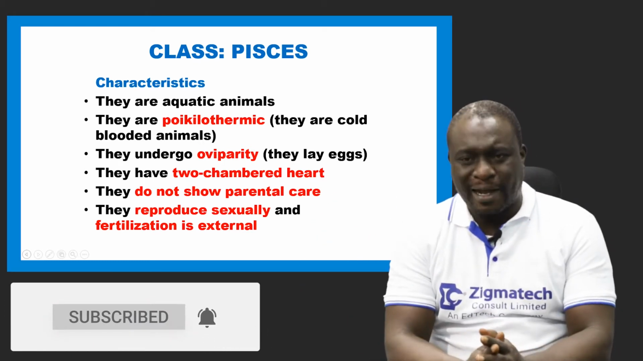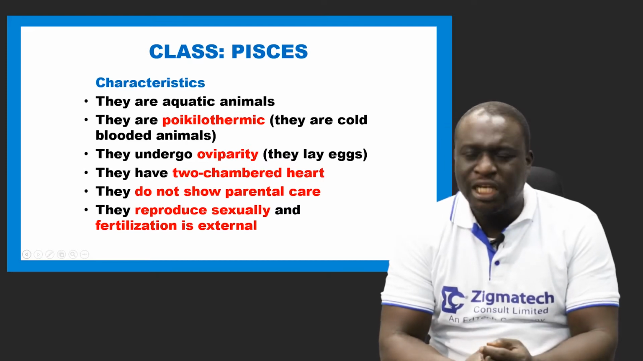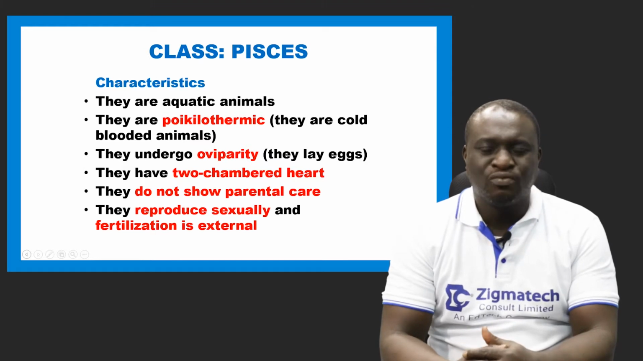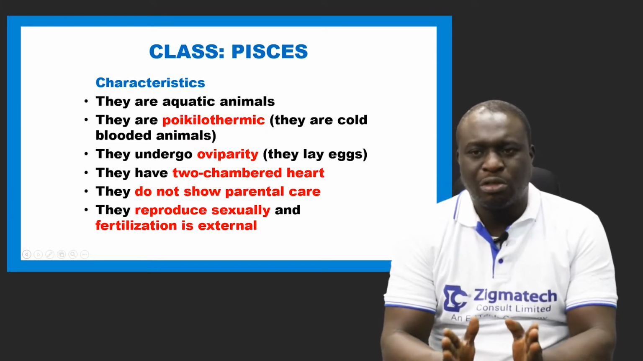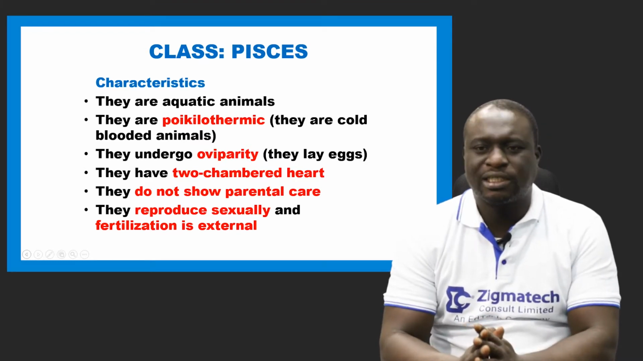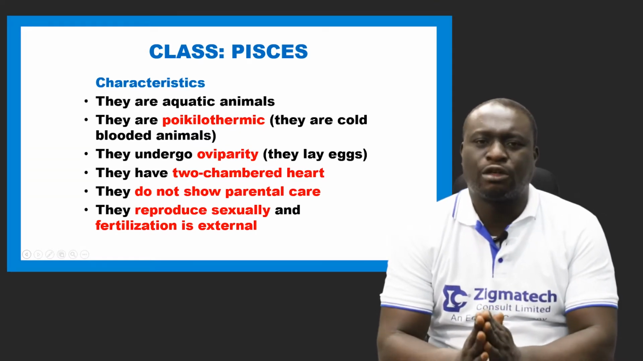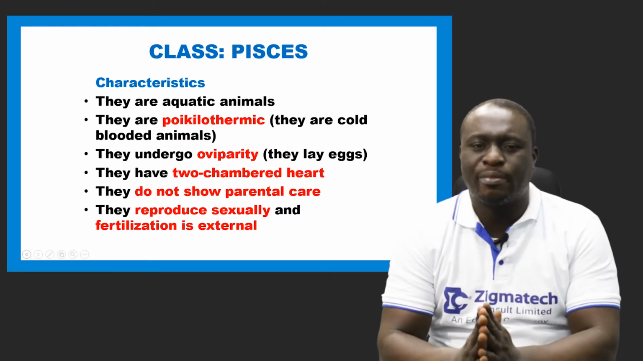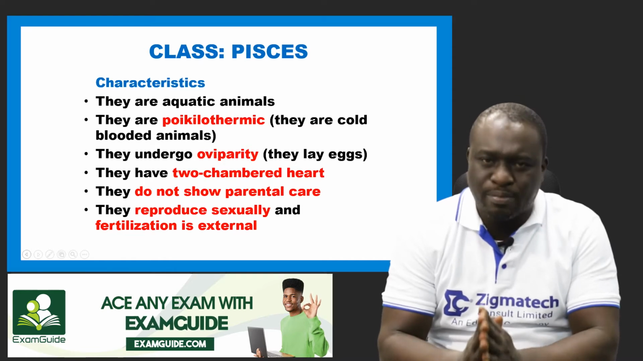Number five is that they do not show parental care. It means when Pisces give rise to their young ones, they don't care for their young ones. They abandon them. So they don't show parental care. And number six is that they reproduce sexually. Please take note. All chordata undergo sexual reproduction.